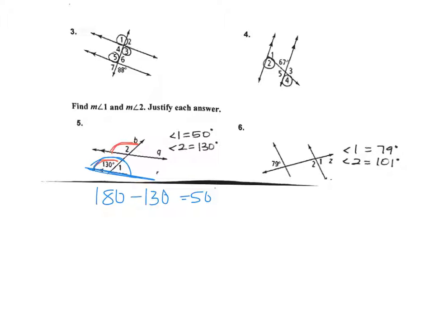Number 6, you have this angle here is an alternate exterior with angle 1. So those are the same. And then again, these two form a straight line. So that's 180. So if 1 is 79, then you're just going 180 minus 79 is 101. Okay, and that would be your angle 2 then.